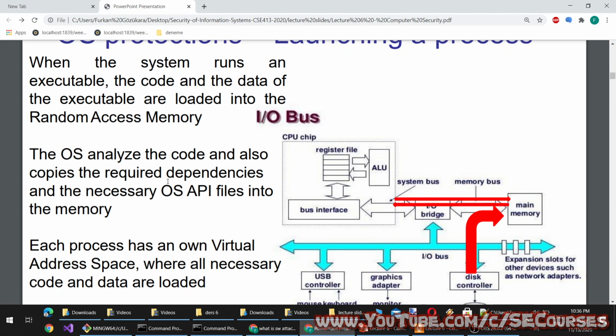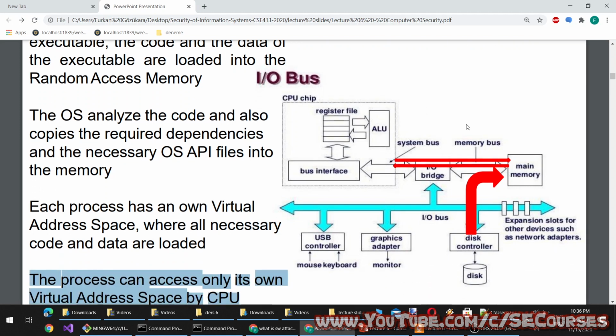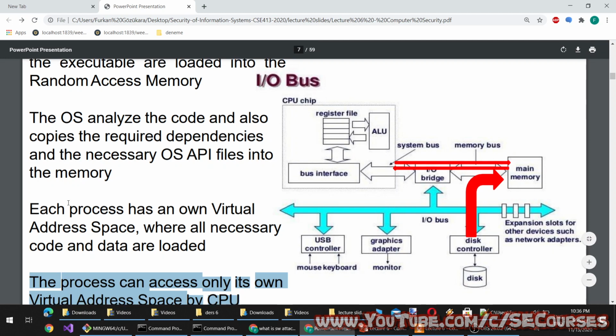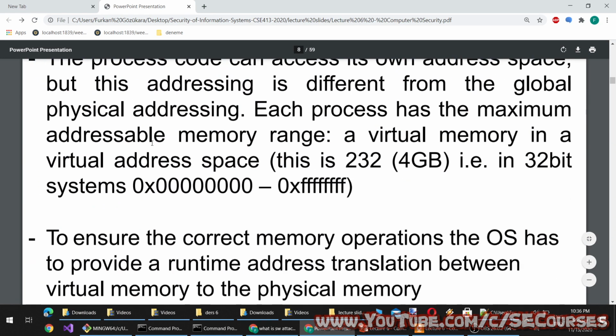Therefore, they are not able to, let's say, modify other processes' memory. Okay. So we can see how it is done here. Main memory, and a certain part of the memory is assigned to a certain process.